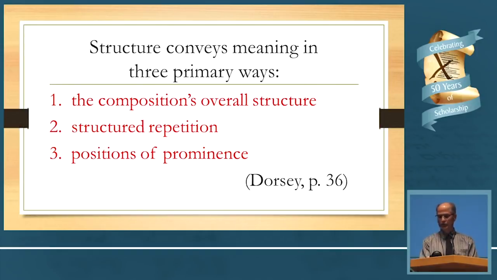So first, the composition's overall structure, obviously a chiasm as we've been thinking about. Second, structured repetition and all that this may involve. And thirdly, positions of prominence. We've been talking about this a lot in various ways throughout these days. And we've been talking about this as macro and as micro.